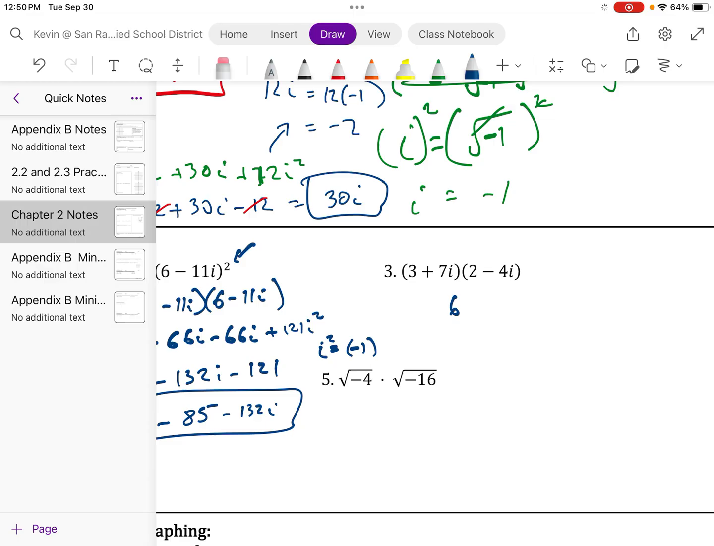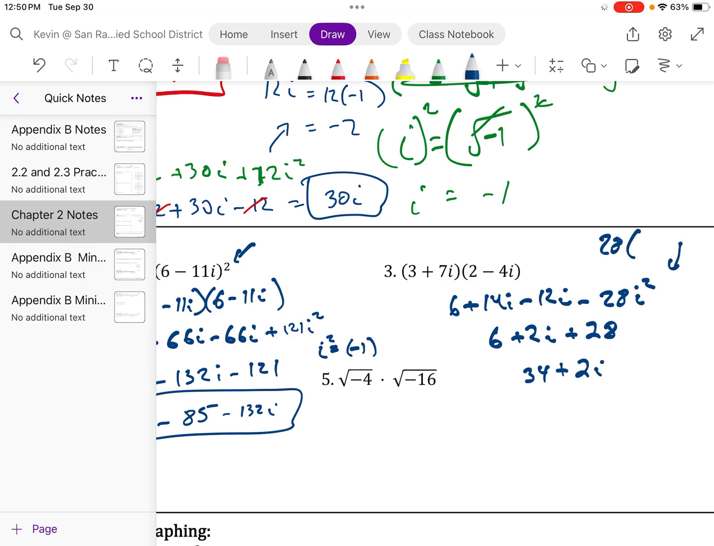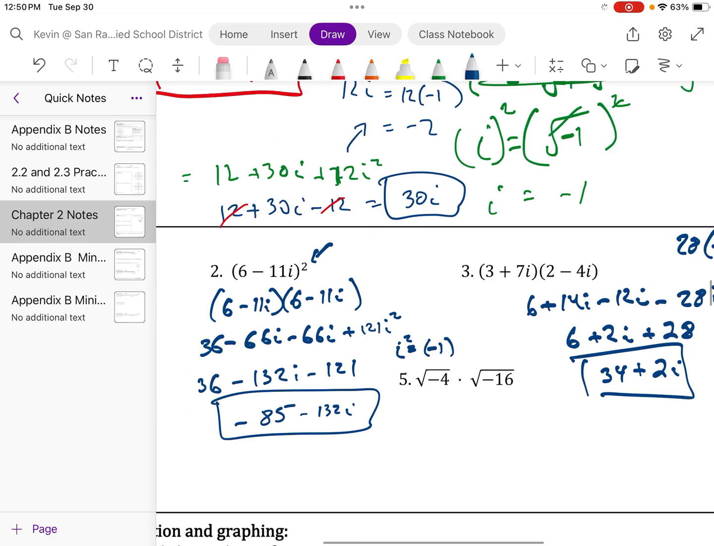Come over here. 3 times 2 is 6. Let's go 14i minus 12i, and then minus 28i squared. So 6 plus 2i, and this is going to be plus 28. 34 plus 2i. Again, this is 28 times negative 1, because of that i squared.